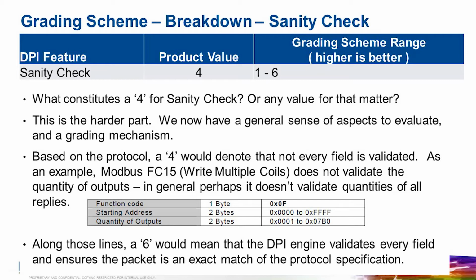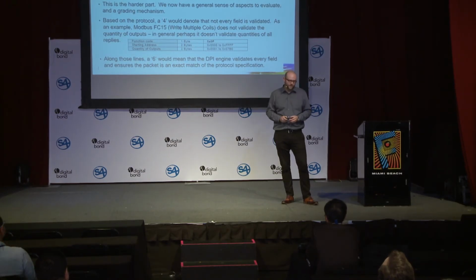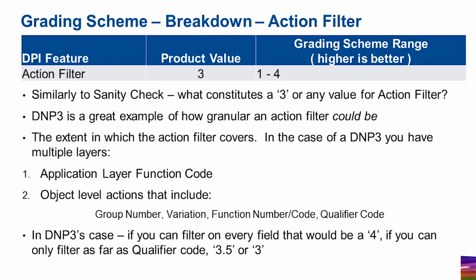But a 4 is, for this Modbus function code 15, maybe you're only looking at 2 bytes worth, or maybe 3 bytes, and you say, well, it doesn't really matter, what could someone do with this? Although I don't think that's the greatest approach. But the reality is, when you're developing these things, there's time and resources involved. So when you're looking at products, you could come up with specific values for this. Then for the action filter, it's the same kind of idea. I went through the things I thought were the most important of what a DPI engine should do and came up with these values. In the case of this action filter, I'm going to differentiate between control plane and data plane actions.